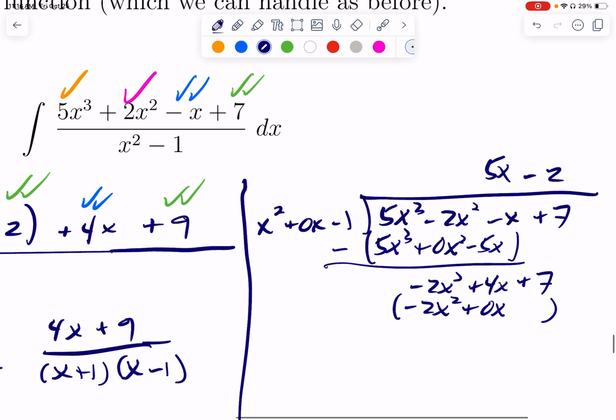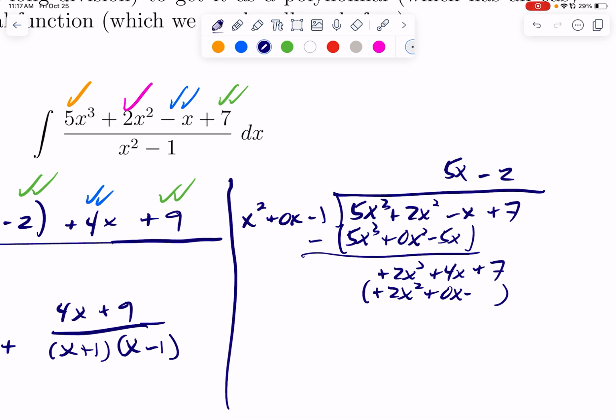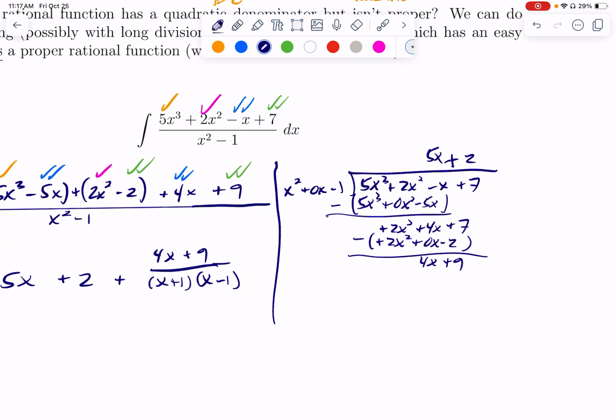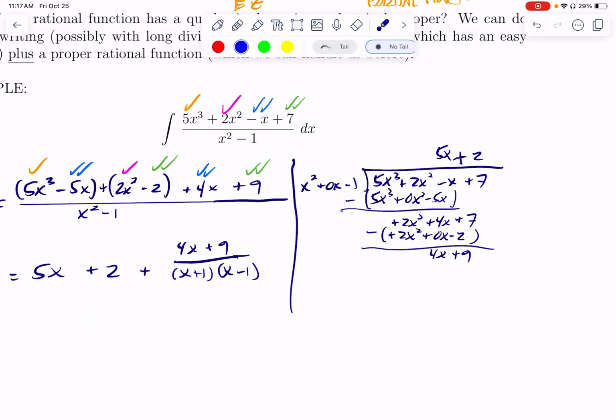Oh, I just miscopied, sorry. This should be a plus 2, so this should be a minus 2, and we're subtracting that. So we get a remainder of 4x plus 9. Right, so that squares with what we saw before. It goes in 5x plus 2 times cleanly, and then what's left over is 4x plus 9, which still has that denominator.